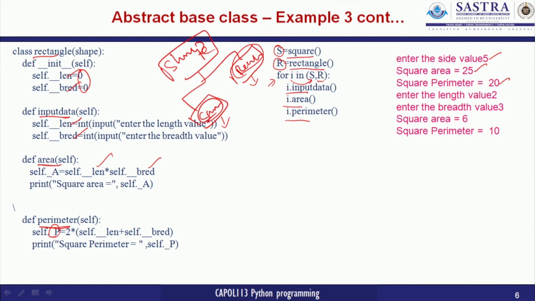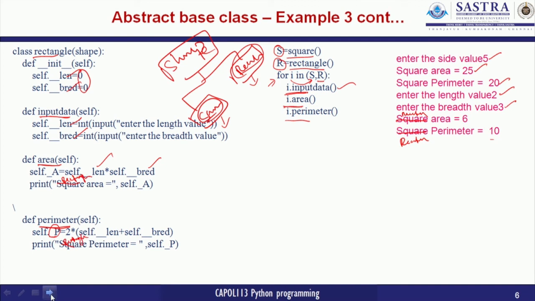Then for the next iterator sequence, I will consider a rectangle object R. At that time we are going to make a call for the input data using the R object, so that it will get the input for the rectangle length and breadth value, then it will calculate the rectangle area. So rectangle area is 6, and the perimeter value is 10. Actually, in the print statement, instead of square we should make it rectangle.